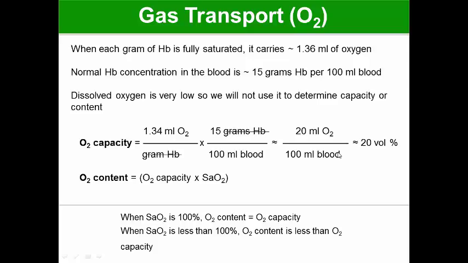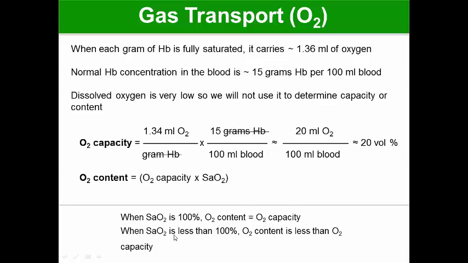This is the maximum capacity, or the oxygen carrying capacity. What about the content? The content is equal to the oxygen carrying capacity multiplied by the saturation. Remember, the percentage saturation is equal to the content divided by the capacity multiplied by 100. So when the oxygen saturation is 100%, like what we have in the arterial blood, where the partial pressure of oxygen is 95 millimeters of mercury, the oxygen content is equal to the capacity.